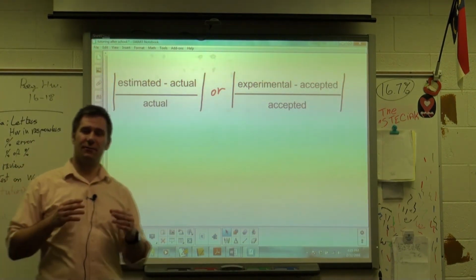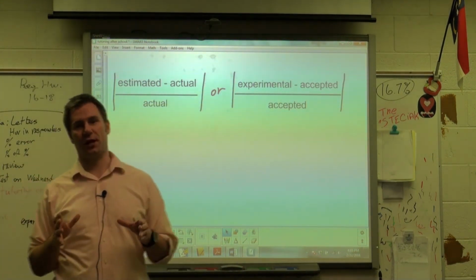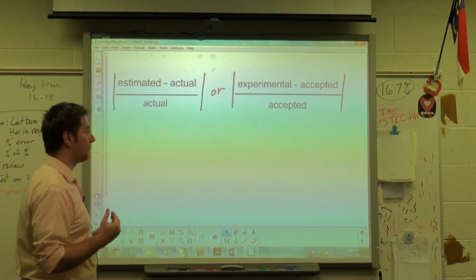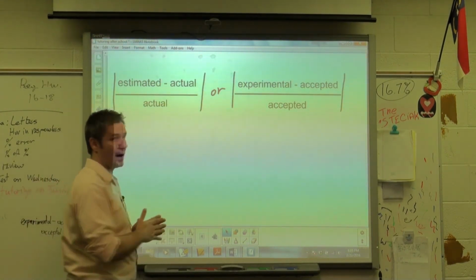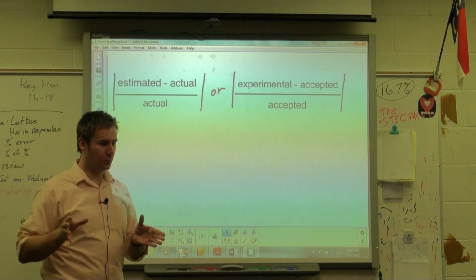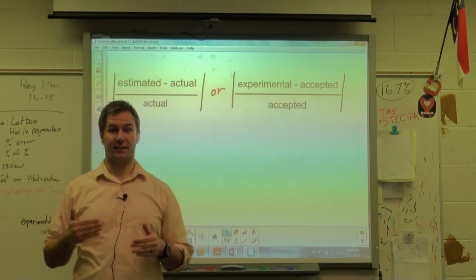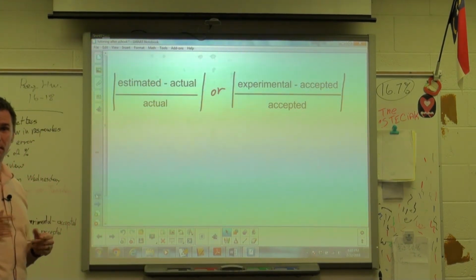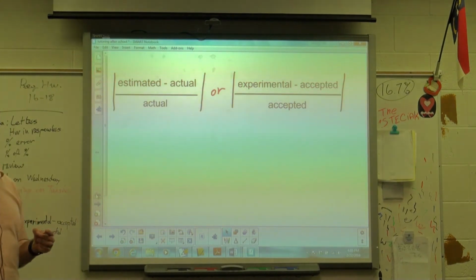Ladies and gentlemen, it's very similar to our percent change. However, in our case, we always have to put this in absolute value. Absolute value makes sure that no matter what the percent error is, it is always expressed as a positive value. Let's start to look at the problems here.